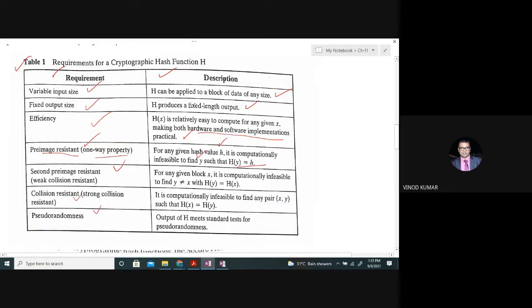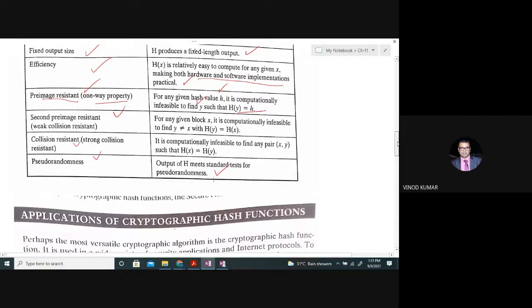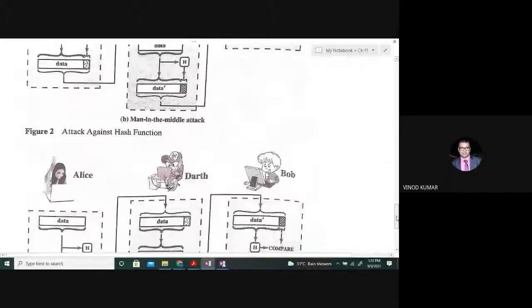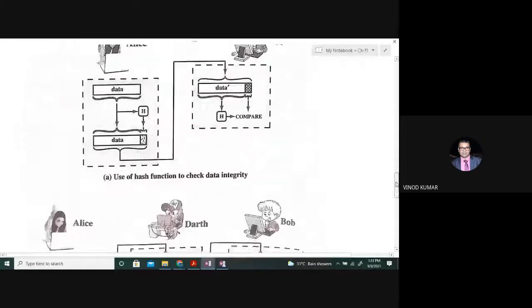The output means the standard test for pseudo random numbers. We already discussed pseudo random numbers, which are numbers near to random numbers. Okay. These are the basic properties of the hash function. Okay. Now, these are the applications of the hash function.